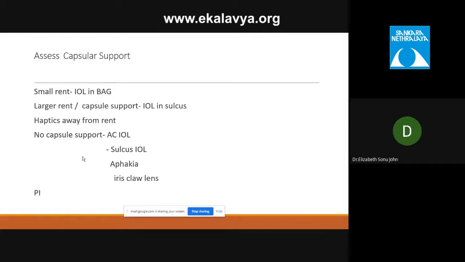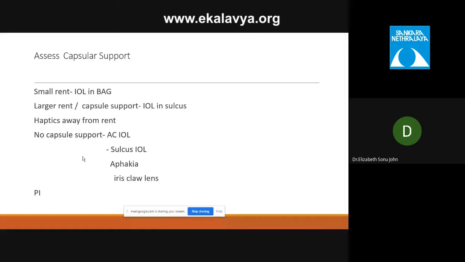Okay. And thanks, Jivi. Small rent with vitrectomy done, capsule bag is intact, you can put IOL in the bag. If it's a larger rent and it is slightly extended beyond, then better to put an IOL in the sulcus. And in phaco, if you're putting one, it's better to put a 3-piece IOL in the sulcus. And always the haptics should be away from the rent. Like Jaya showed, the haptics should not be in the direction of the rent. Especially if there's an inferior PCR, if the haptic is inferior, it can dislocate into the vit cavity. So the haptics have to be away from the rent.